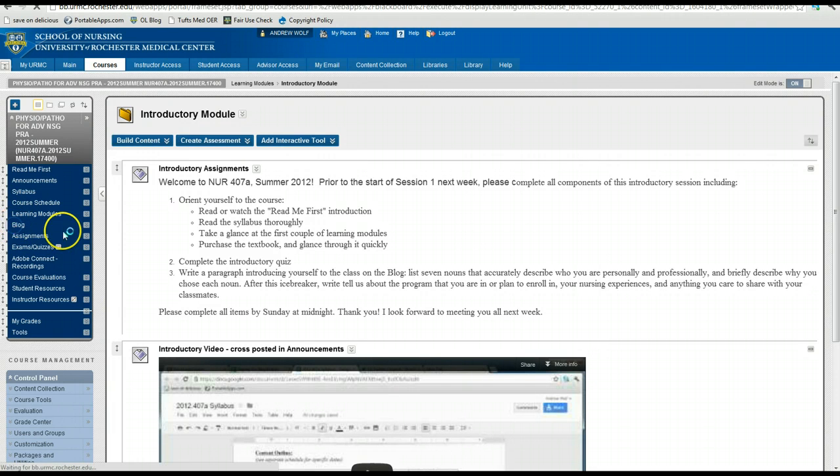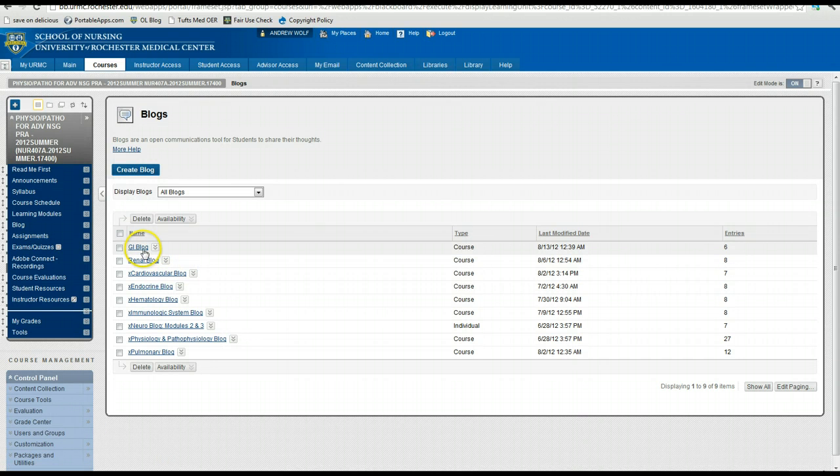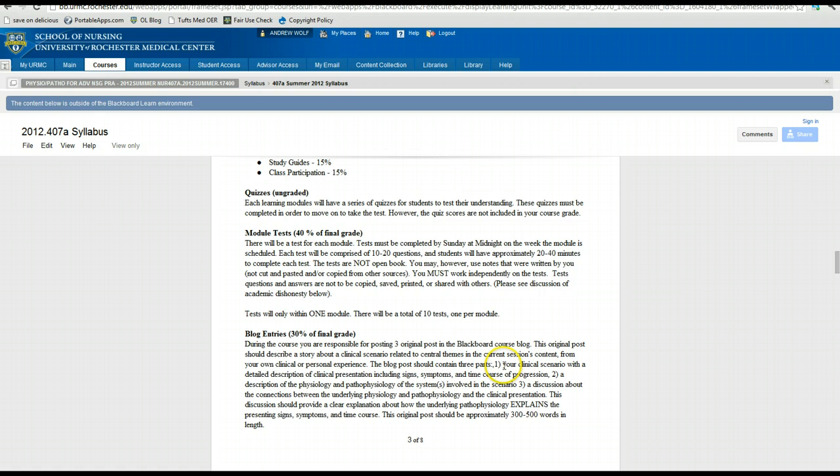Another element of the interaction was the blog that I had talked about before. The students were asked to create a blog entry every week in which they talked about a clinical scenario with a detailed description of the signs, symptoms, and time progression of a clinical situation. Then they were asked to talk about the physiology and pathophysiology of what was going on during that scenario, and to conclude by discussing an explicit connection between that underlying physiology and pathophysiology.